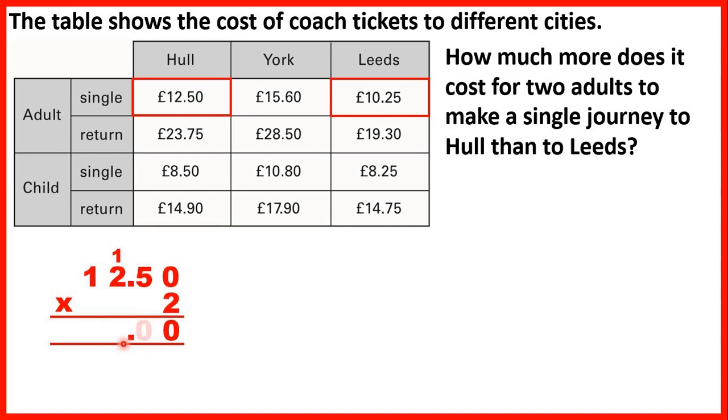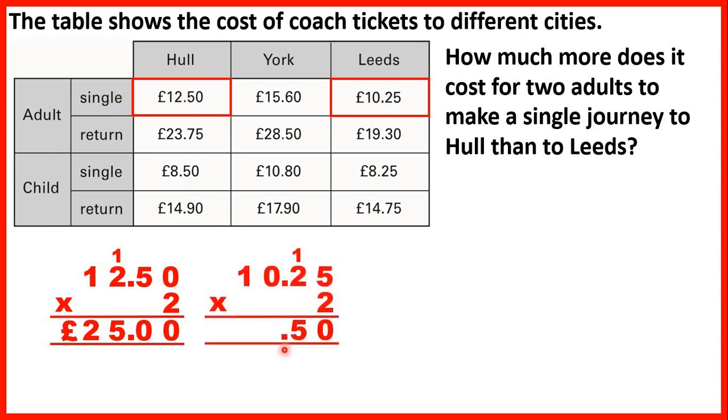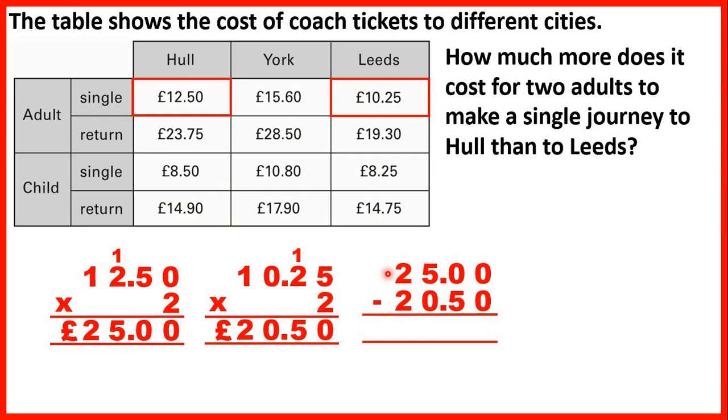£12.50 times 2 is £25, so that's the cost for 2 adults to make a single journey to Hull, and then £10.25 times 2 is £20.50, so that's the cost for 2 adults to go to Leeds. Now remember, the question asks how much more, so we need to compare or find the difference between these values. So when we're finding the difference, we subtract, and if we do that using column subtraction, we get £4.50.